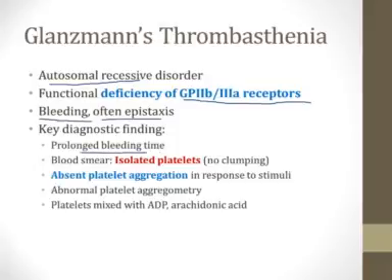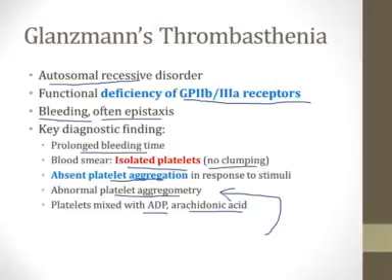In addition, on a blood smear, you will see isolated platelets with no clumping. This is very unusual, and when you see this in a child with epistaxis or mucosal bleeding, it raises the possibility of this condition. And then finally, you can test the ability of platelets to aggregate in response to various stimuli doing a test called platelet aggregometry. So in this test, platelets are mixed with stimuli that should make them clump together. These are things like ADP and arachidonic acid. And what you will see in Glanzmann's thrombasthenia is that the platelets will not aggregate normally, and that's because they are missing or deficient in functional GP2B3A receptors.